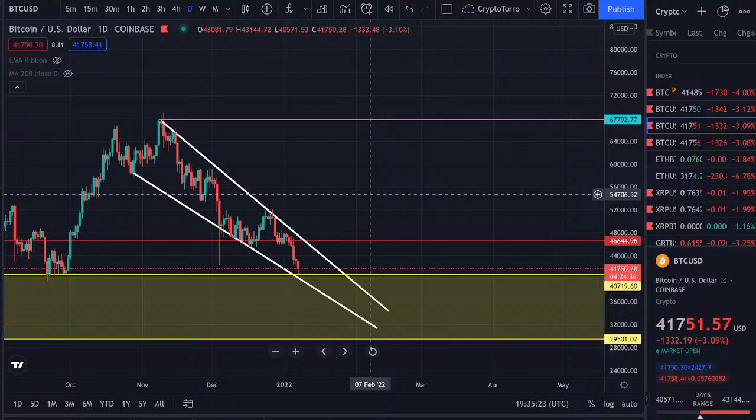Okay, short term, I think we're gonna head back to 36,537 and then bounce back to 45 to 47k, and from there we're gonna get rejected, and then the final shakeout gonna happen.